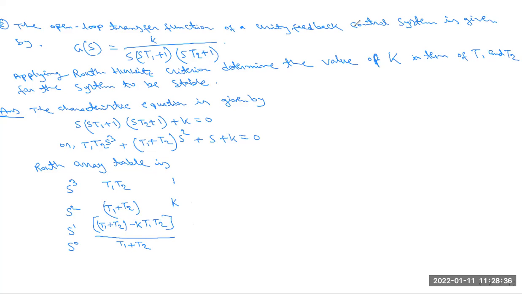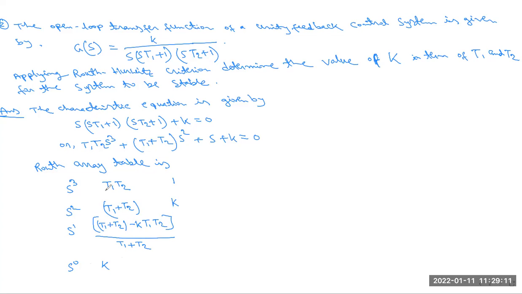And what is the value of S0? I have written the S0 here. This is also the same thing: this one multiplied by this one minus this one into this one blank, that is 0, divided by this total. So the value present is only K. Okay, so this is the Routh array table we have represented from this characteristic equation.